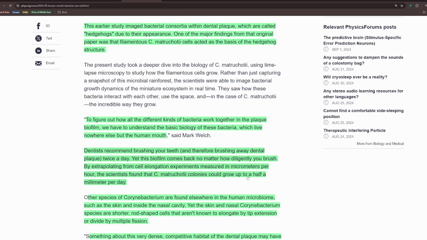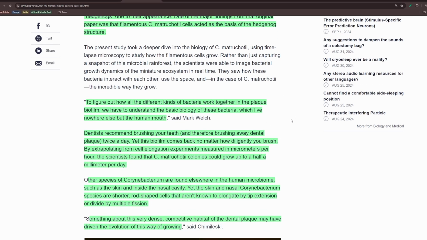The present study took a deeper dive into the biology of C. matruchotii using time-lapse microscopy to study how the filamentous cells grow. Rather than just capturing a snapshot of this microbial rainforest, the scientists were able to image bacterial growth dynamics of the miniature ecosystem in real time. They saw how these bacteria interacted with each other, used the space, and in the case of C. matruchotii, the incredible way they grow.